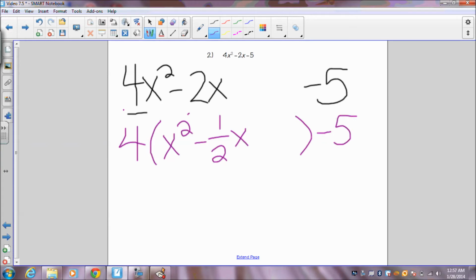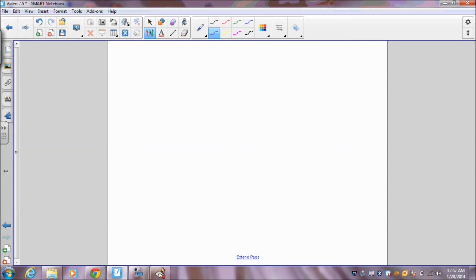Okay? Now, pay close attention to what I'm going to do next. Right here, I'm going to take my b value, which is negative 1/2. I'm going to cut it in half, and then I'm going to square it. Okay, I'm actually going to do this on a new page so you can see it a little bit better.